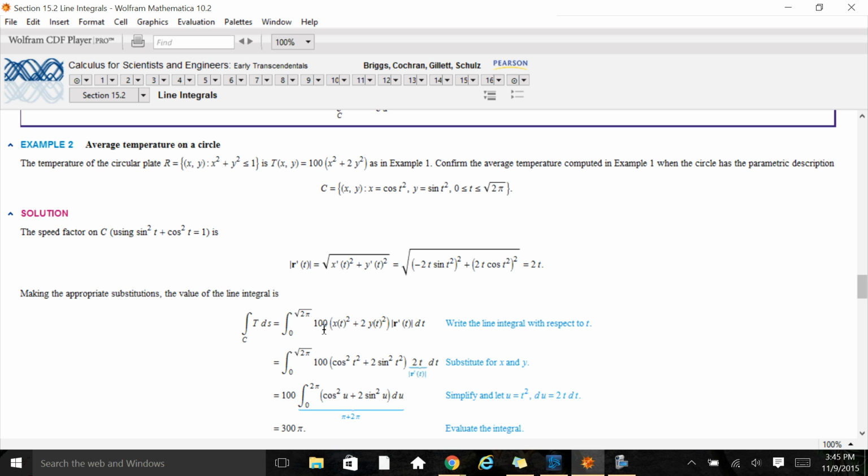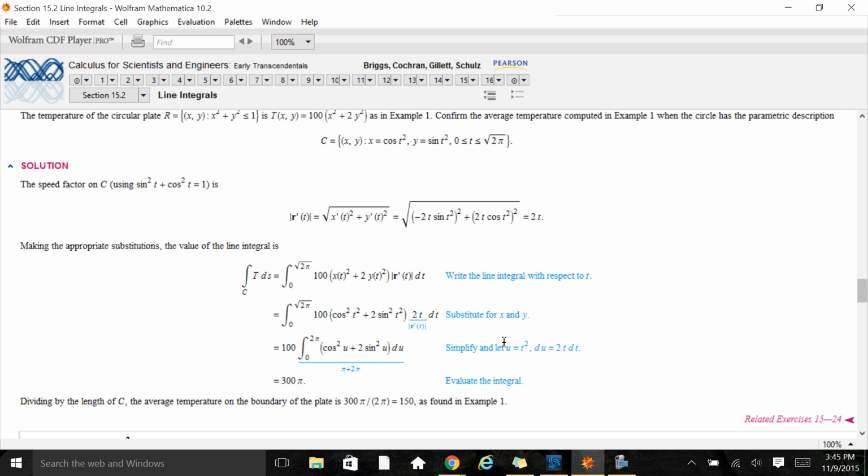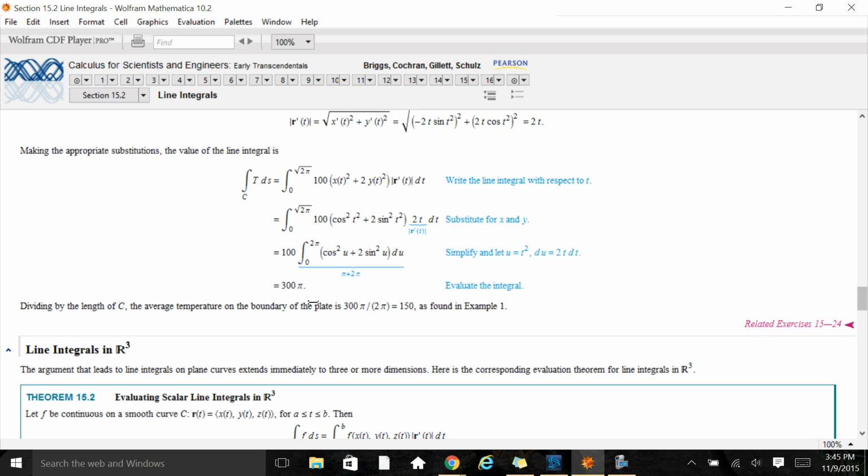We have our function, 100 x squared plus 2y squared, which becomes a cosine squared t squared plus 2 sine squared t squared. And then we've got our speed part, 2t dt. That integral turns out to be 300 pi.